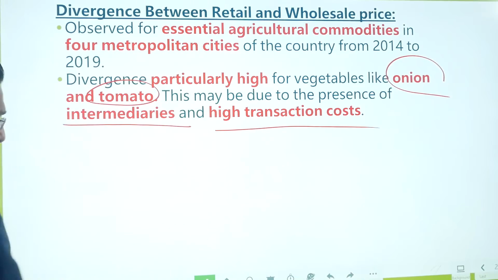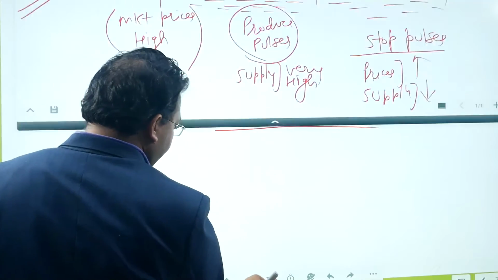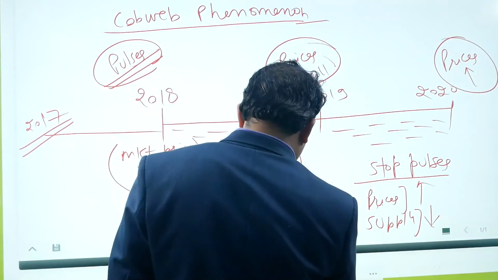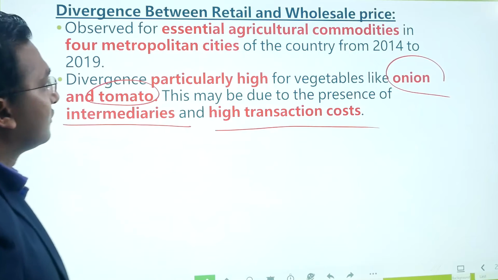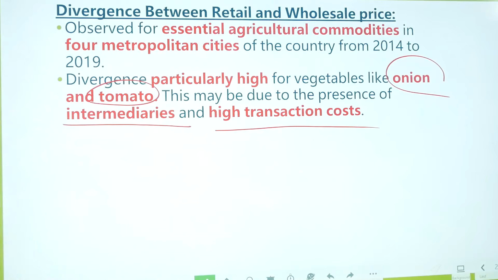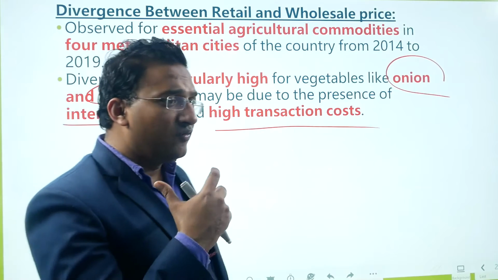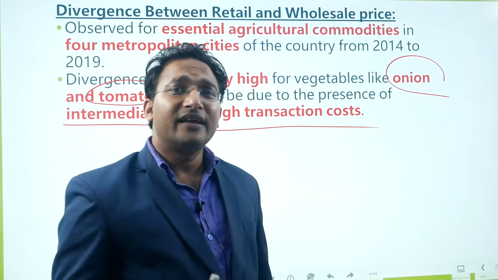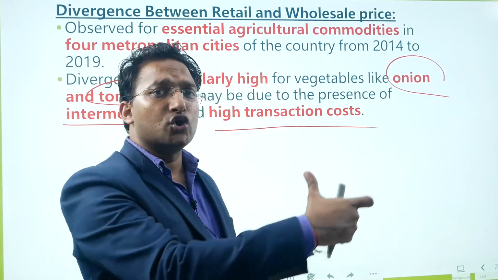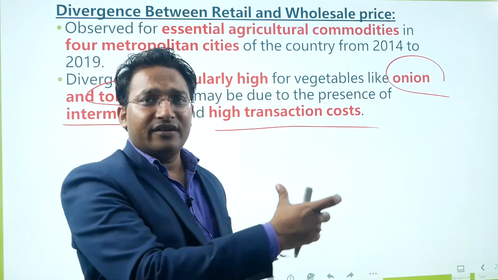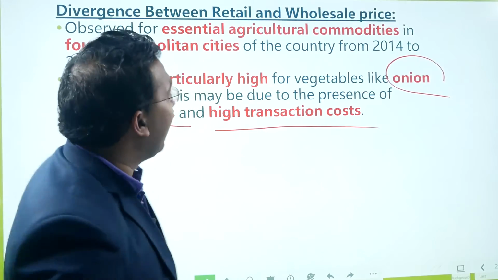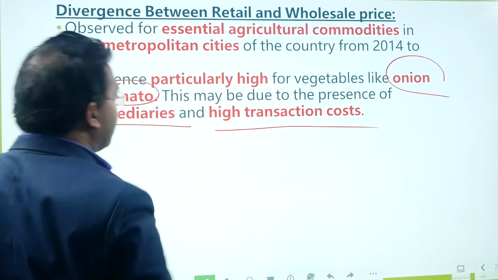So we have already seen this in the previous discussion, that when the production is moving from wholesale to the retail level, then there is transportation cost, storage cost, middleman profit, taxes, brokerage, etc. So because of that, there is a divergence between the retail and the wholesale prices.